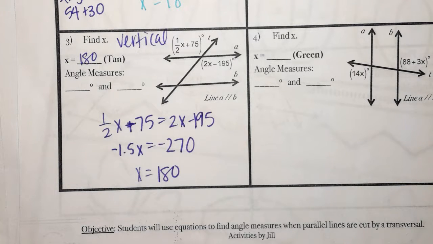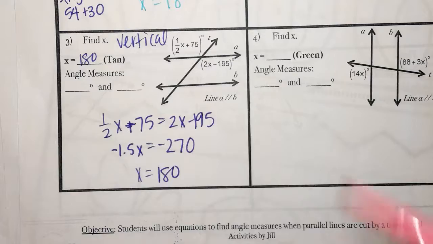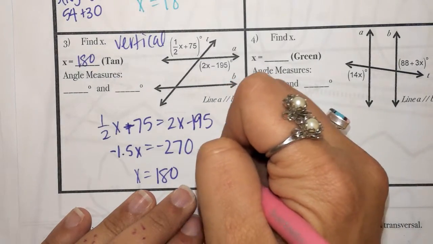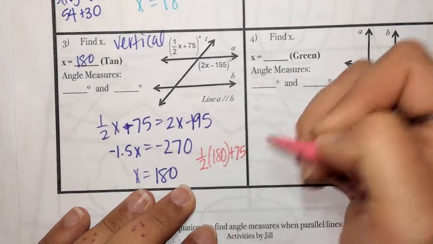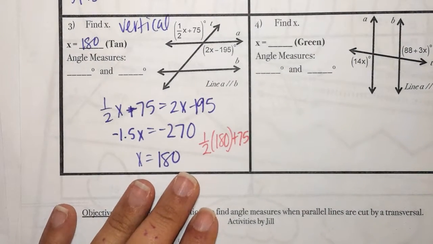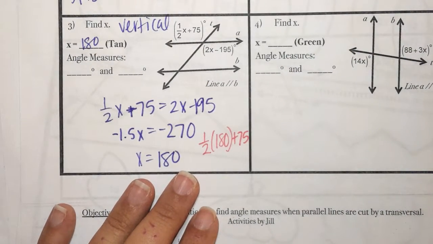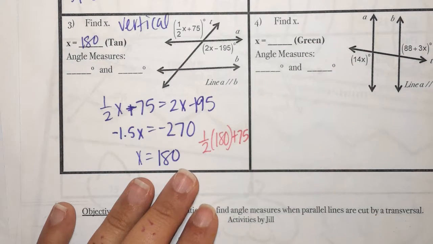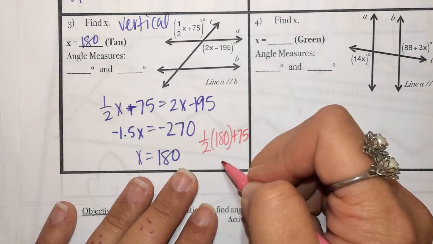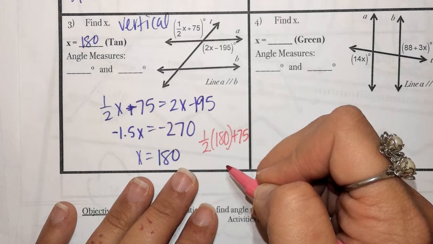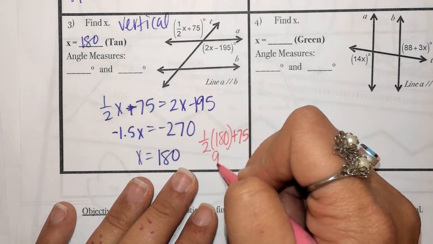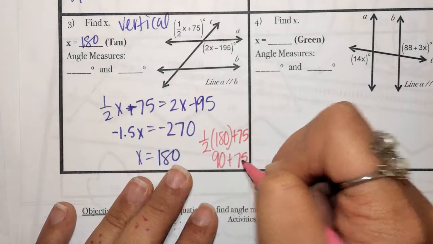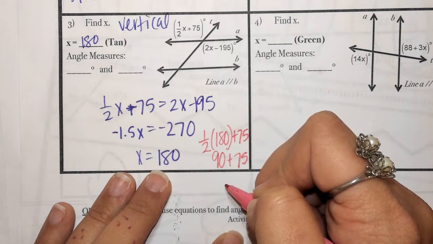Plug it in. 1/2 times 180 plus 75. You are not afraid of fractions. You're just cutting it in half. What is half of 180? 90. And what's 90 plus 75? 165.